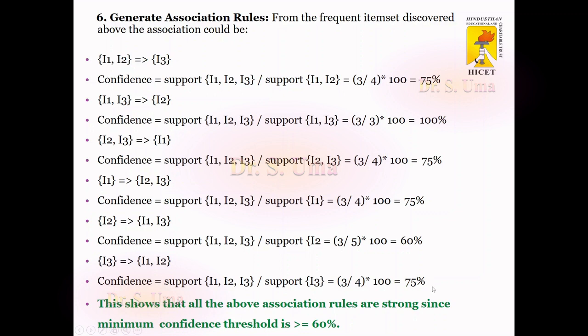So we have a confidence threshold value of 60 in order to have these association rules. Since all of these association rules have a value of 60 or above, these association rules are considered to be strong.